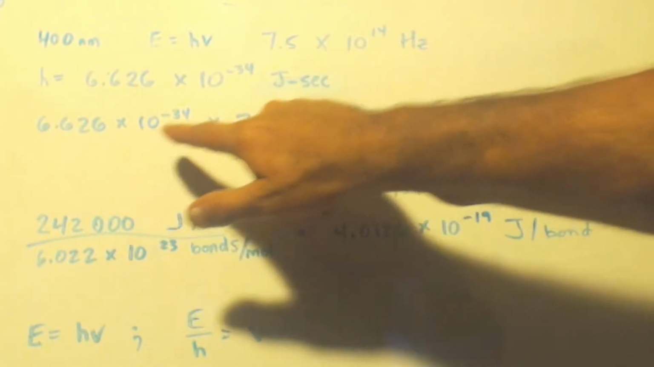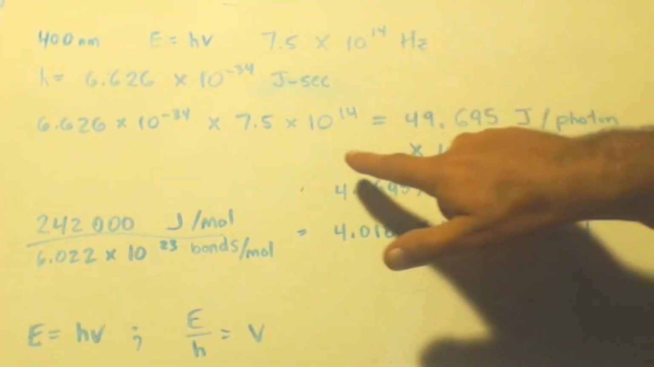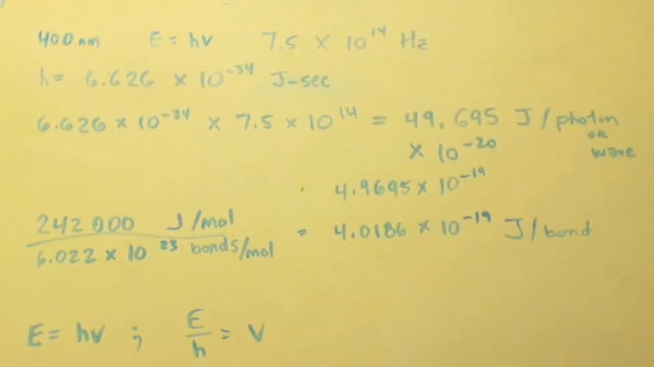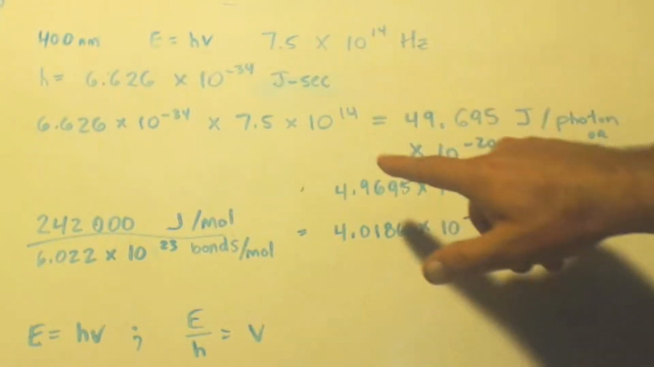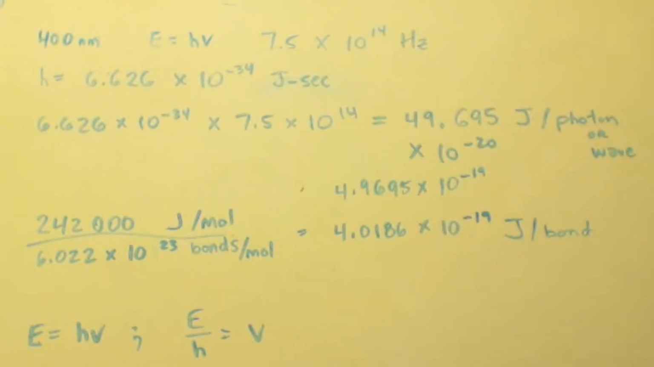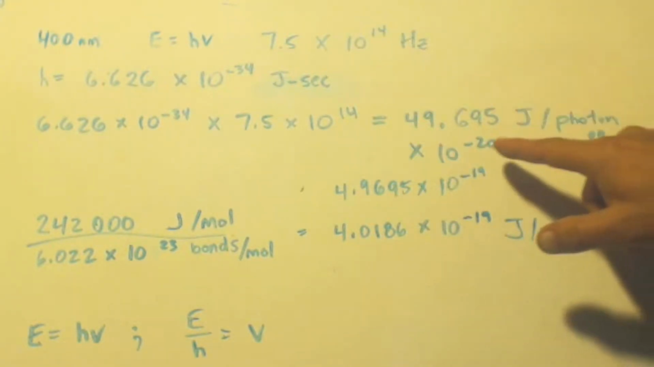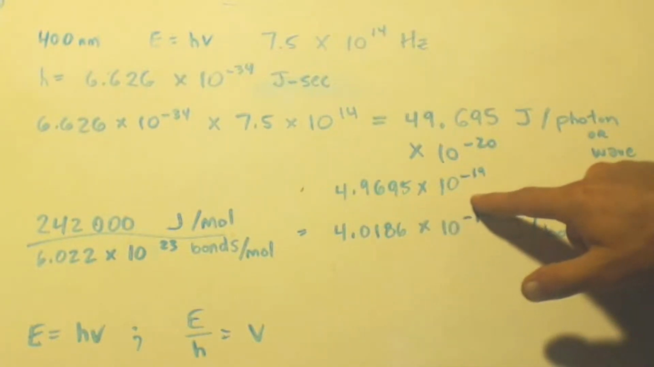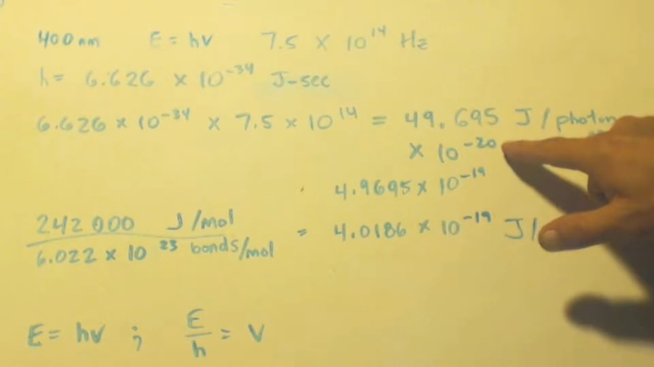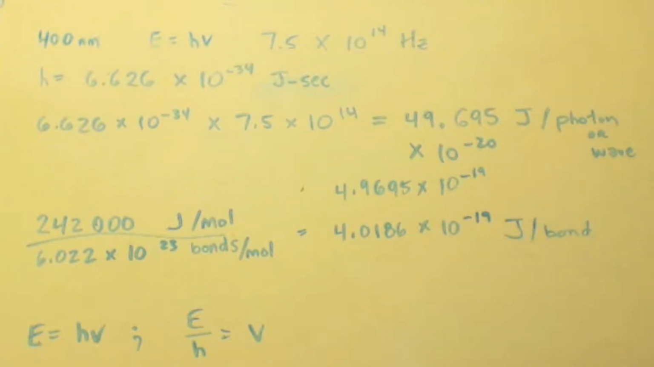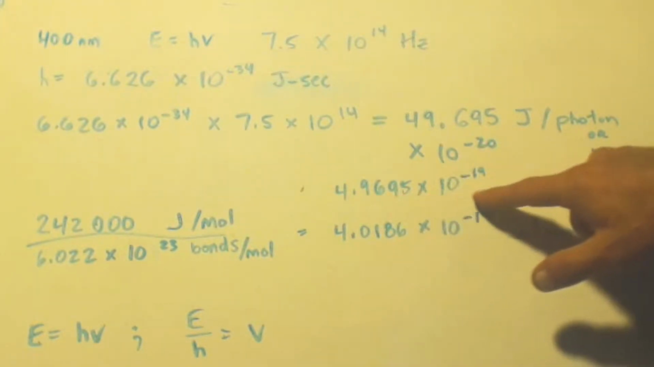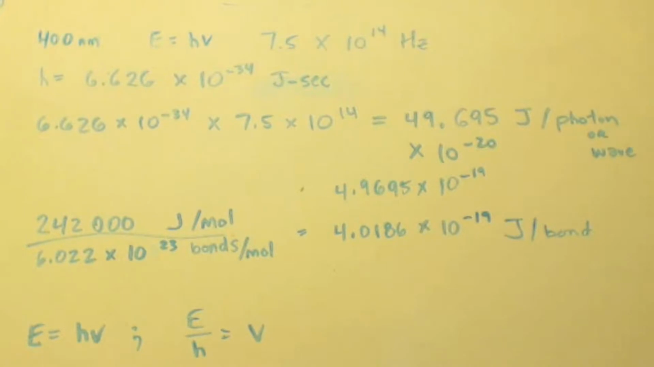So I take my h, I take my v, that I got off the chart, I multiply them, and I get this. Because the seconds cancel out, you're left with joules per wave or joules per photon. So every photon is going to give me this much joules. And I changed it over to this number here because I want everything to be 10 to the minus 19th power so that I can compare just this and not worry about this. So you can see this is how many joules each photon of 400 nanometer light will produce. Now, is that enough for a chlorine-chlorine bond?